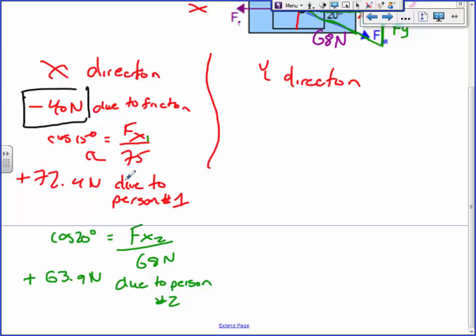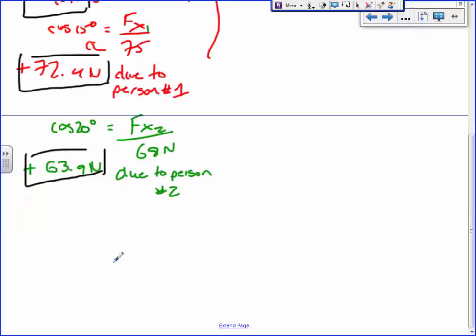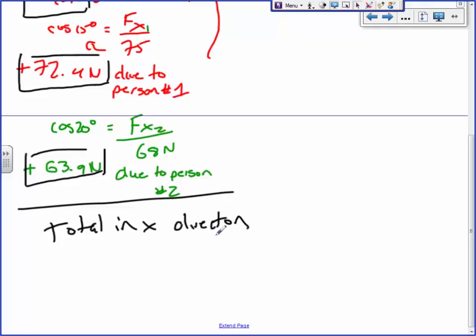Backwards was 40 newtons. Person 1 pulls forward, and person 2 pulls forward. So what's the total in the x direction? What's 72.4, blah, blah, blah, plus 63.9, blah, blah, blah, whatever that was, right? Minus 40. How much force is actually going in the x direction for it? 96.3? Okay. Again, I'll put dot dot dot because you know the exact. So perfect. The car is moving forward.